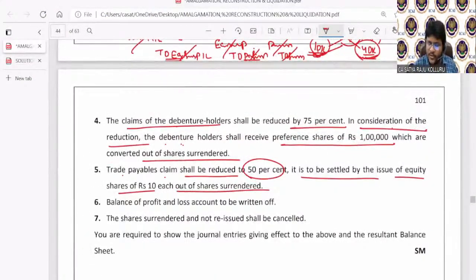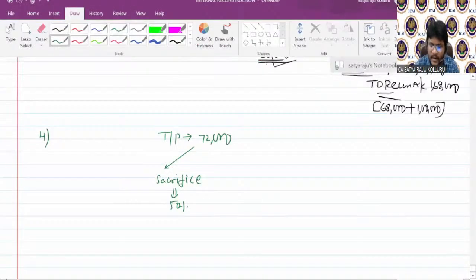Trade payable claim shall be reduced to 50%. It is not given in consideration of this; it is given that it is to be settled by means for the remaining portion. That means the sacrifice is the net sacrifice. He is talking about the remaining 50% portion.